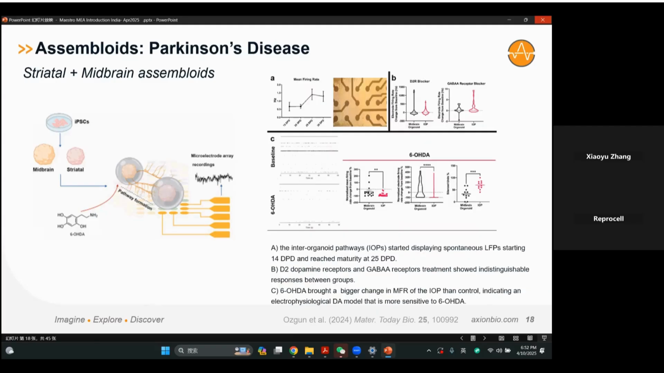Then the team used MEA to investigate the electrophysiological properties of the samples. They focused not on the whole assembloids, but on the area called the interorganoid pathways, the IOPs' activity, versus the single midbrain organoids. So here is the result. The IOPs cultured on MEA began to display spontaneous local field potentials at day 14 post differentiation and reached maturity at day 25.